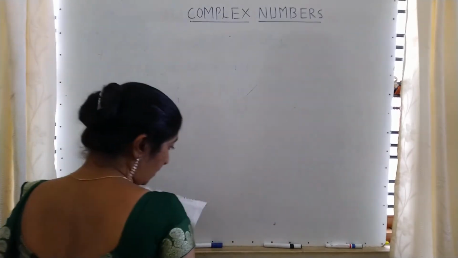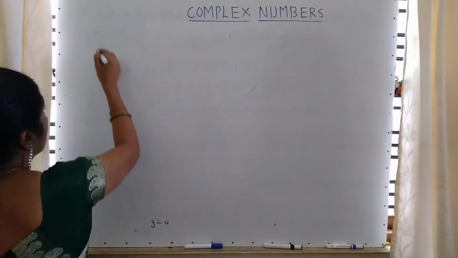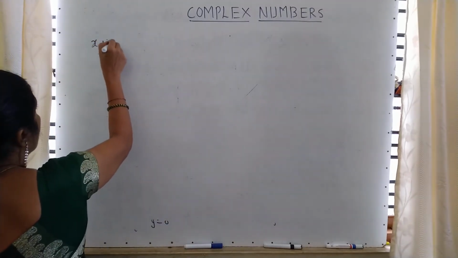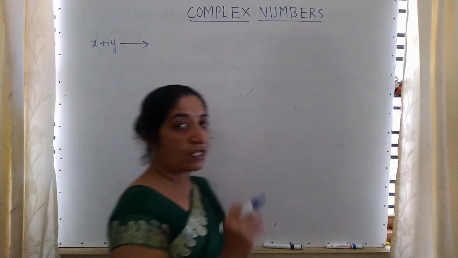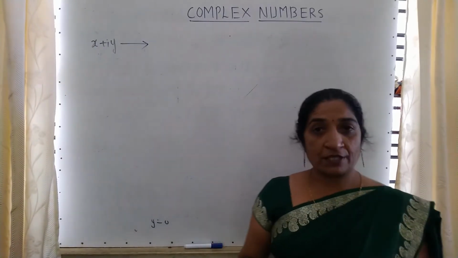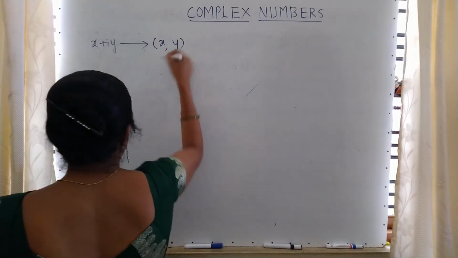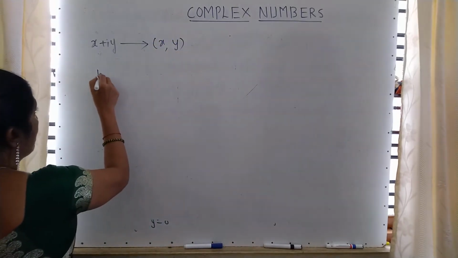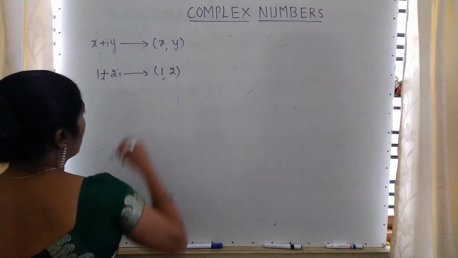The next one is algebra of complex numbers. Before that, see, if the complex number is x plus iy in the Cartesian form. In the Cartesian form means a point x comma y. So x plus iy is written as x comma y. For example, 1 plus 2i will be written as 1 comma 2.